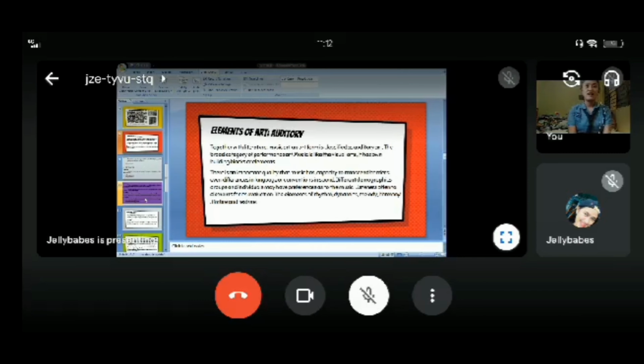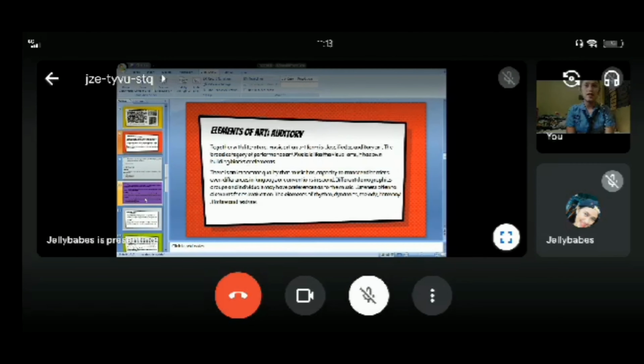Elements of art. Auditory. Auditory meaning related with the sense of hearing, naririnig. Together with literature, music, art, an art form is classified as auditory. Ibig sabihin, yung art, classified siya as auditory, naririnig. The broad category of performance art, music, is like the visual arts. It has its own building blocks or elements. Ibig sabihin, yung pag-perform sa stage, kagaya ng dancing and singing, yung mga sumasali sa contest, ayun po sila.